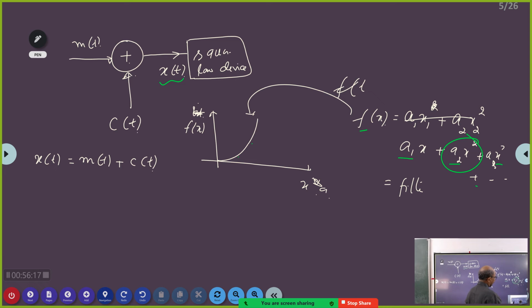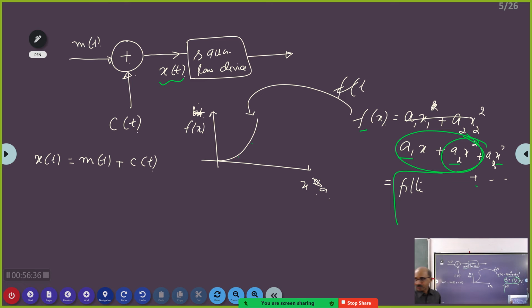But here you see the thing is that if you want only this, then you have to have a high selectivity filter. But usually what they do, we put the band pass like this. That means we are able to select these two components. That is why you see here, the square law device x of t is going to give you an output.